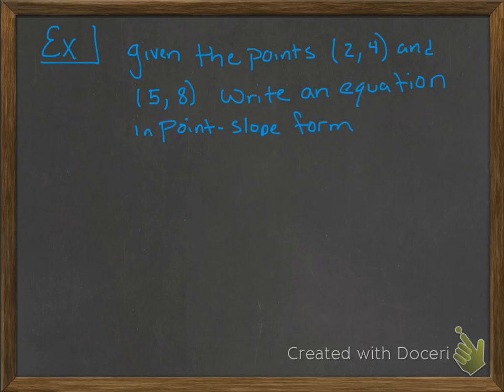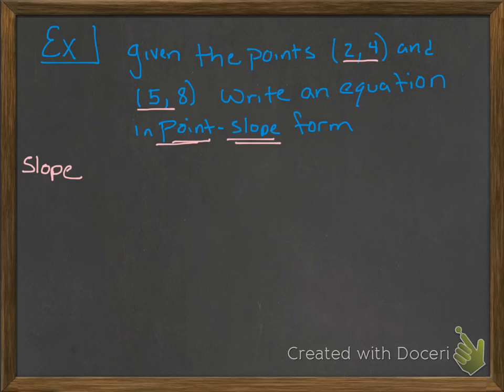And we're kind of starting with a really difficult one first. We'll work our way backwards. If we can do this one, we can do them all. So given the points (2, 4) and (5, 8), write an equation in point slope form. So I have points, and I could use either point, but in point slope form we need points and we need a slope. So I need to find my slope.